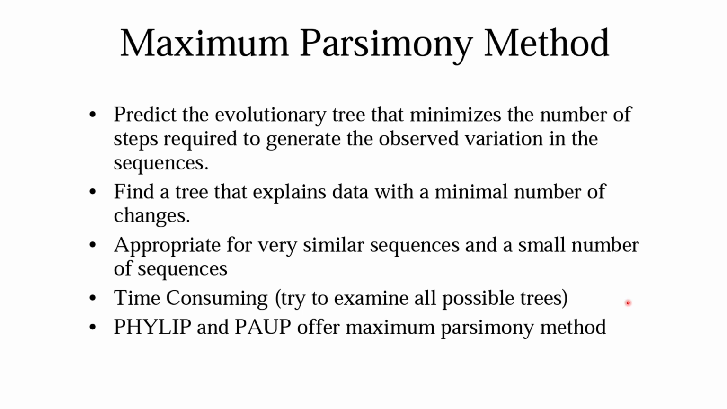So maximum parsimony predicts the best evolutionary tree that requires the least number of steps to generate the observed variation in sequences. It is best suited for very similar sequences while working with a small number of sequences. But it is time consuming as it tries to examine all possible trees in a tree space. So PHYLIP and PAUP, these are some tools that are used to perform analysis using this method.